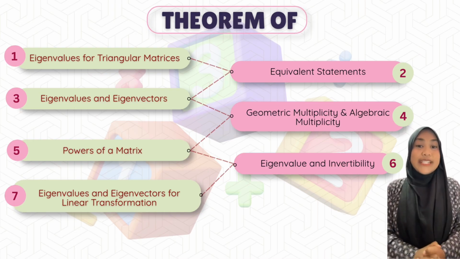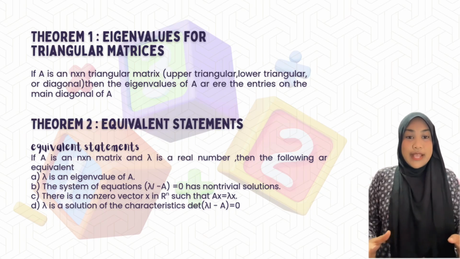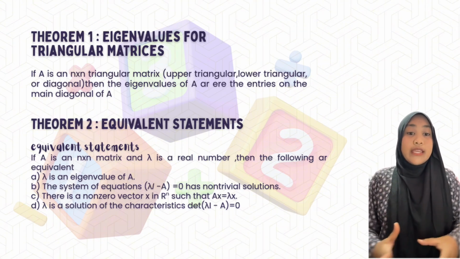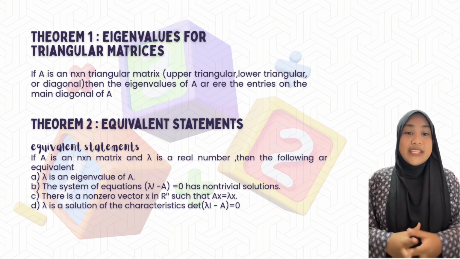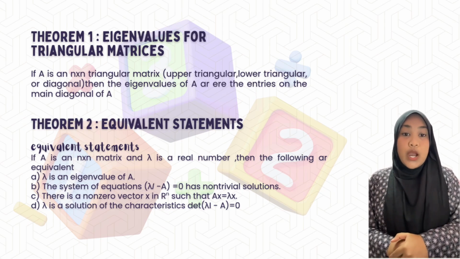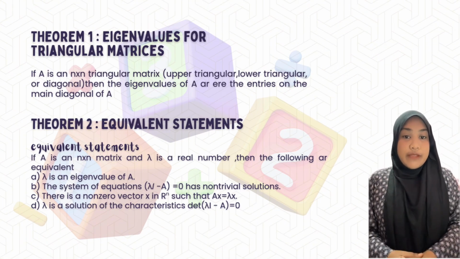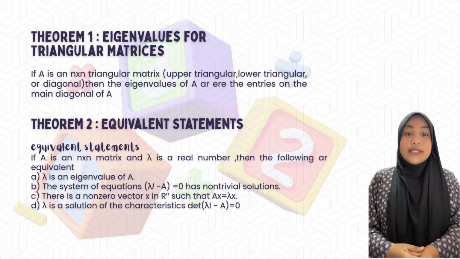Let's review the key theorems of this chapter, connecting eigenvalues to matrix powers, multiplicities, and invertibility conditions. Next, there are two foundational theorems. Theorem 1 gives us a shortcut. The eigenvalues of any triangular matrix are simply the entries on its main diagonal. Theorem 2 connects these values back to our core invertible matrix properties, showing that finding an eigenvalue is completely equivalent to finding non-trivial solutions for the system.